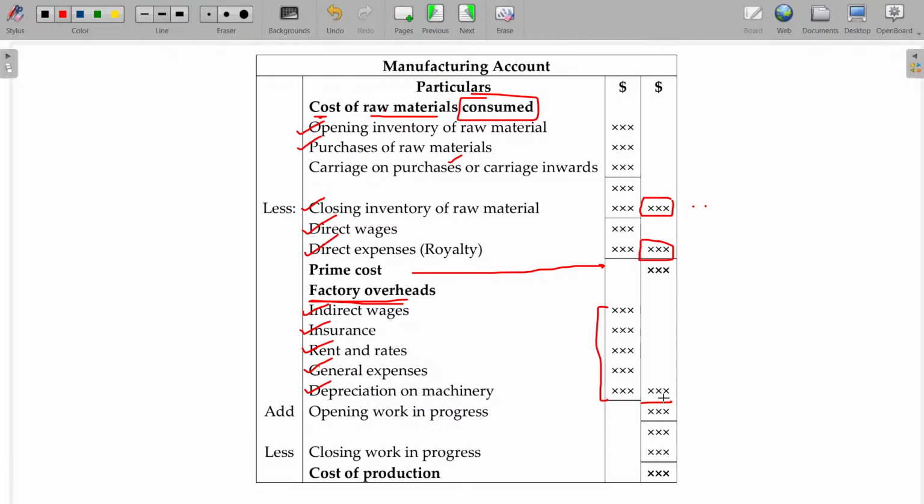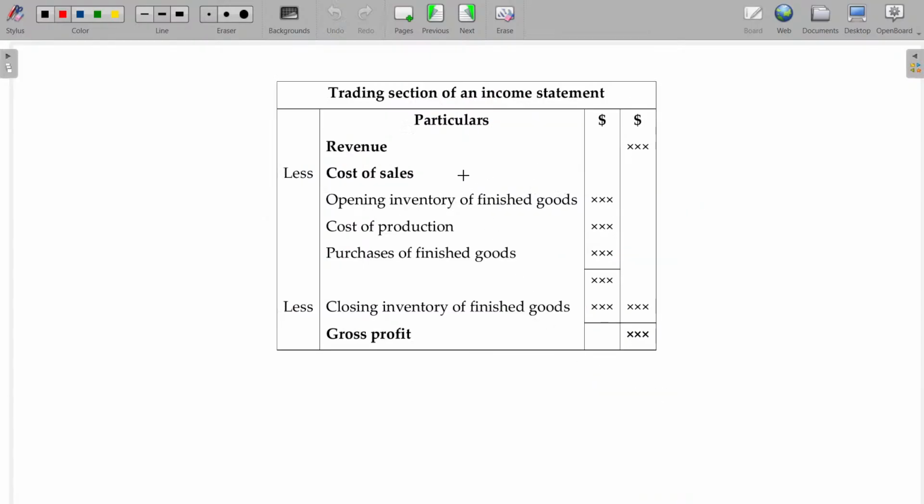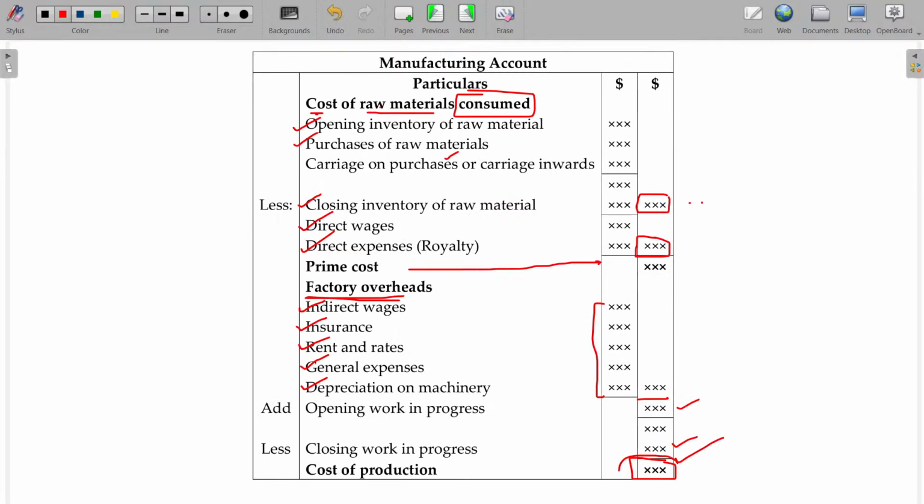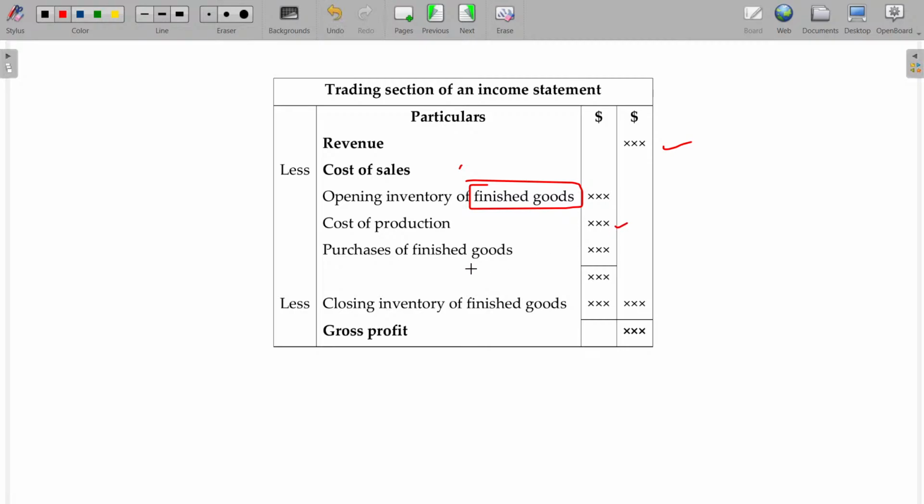Add this, then add opening work in progress and subtract the closing work in progress, and finally you will get the cost of production. Thereafter, you can go for the trading section: revenue and cost of sales. Opening inventory of finished goods will be there, and rather than purchasing from outside, you have already manufactured in your factory, so that cost of production will now be included here. And any other purchases apart from the production, as you may still purchase some finished goods from outside, should also be added. Minus closing inventory will be the cost of sales, and subtracting the cost of sales from the revenue, you get the gross profit.